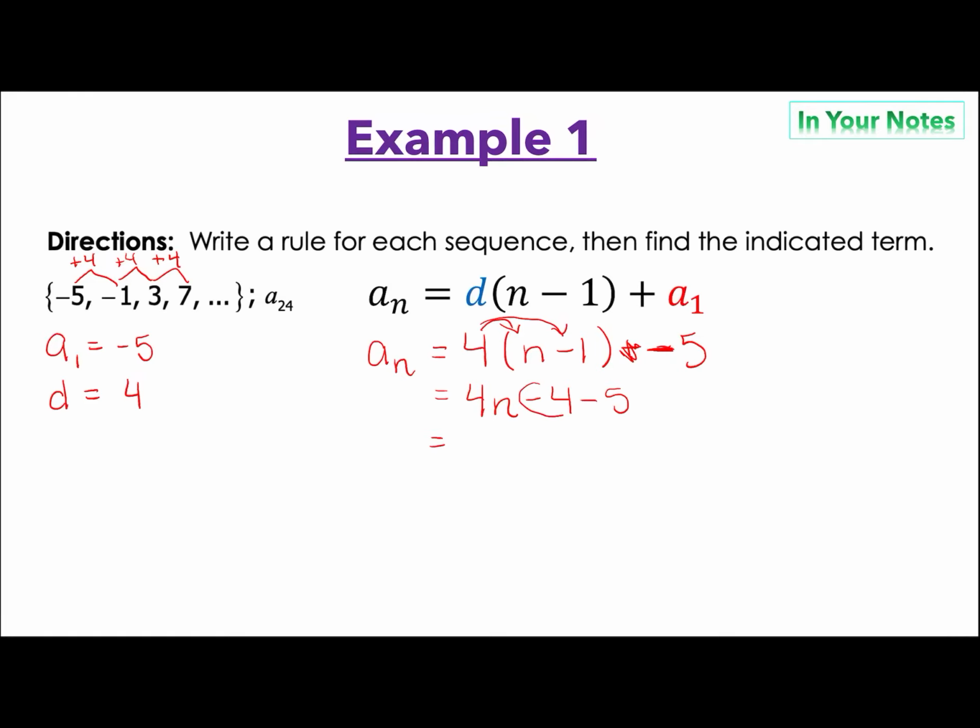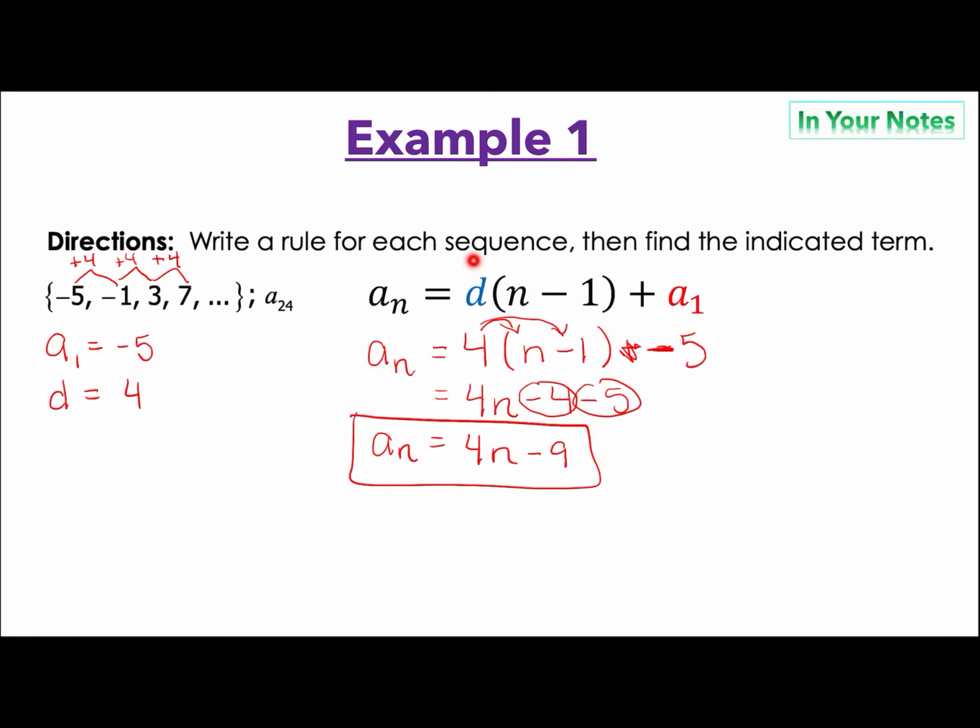So what we're going to do next is combine like terms. So this is going to become 4n minus 9. -4 plus -5 is -9. So that means our equation is a sub n is equal to 4n minus 9. That is our first answer.